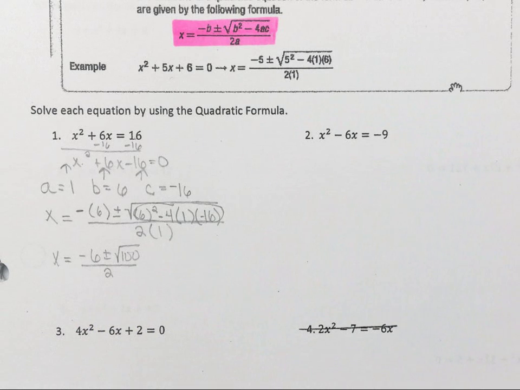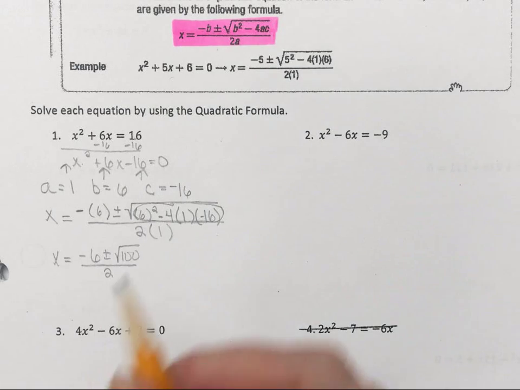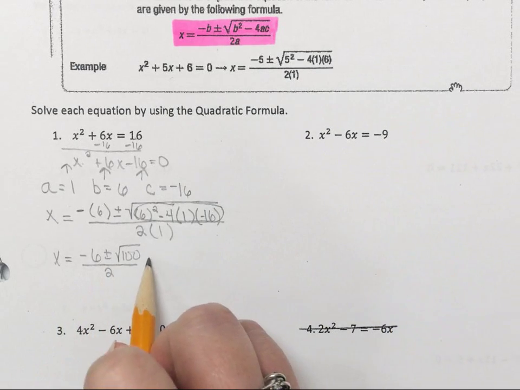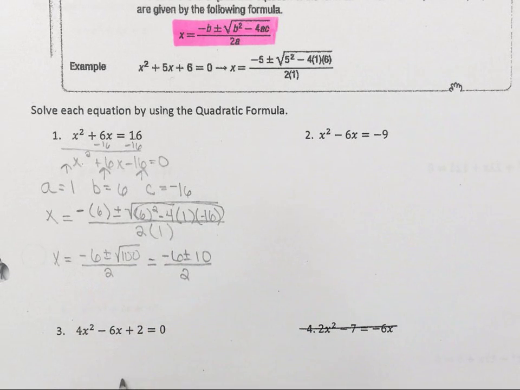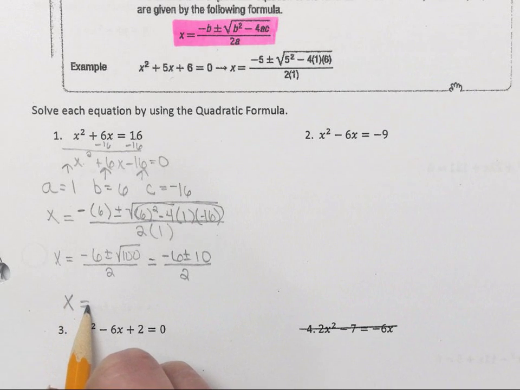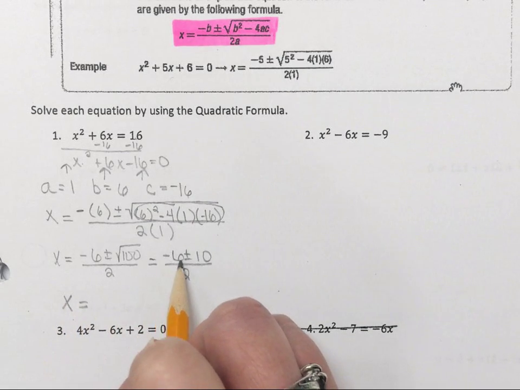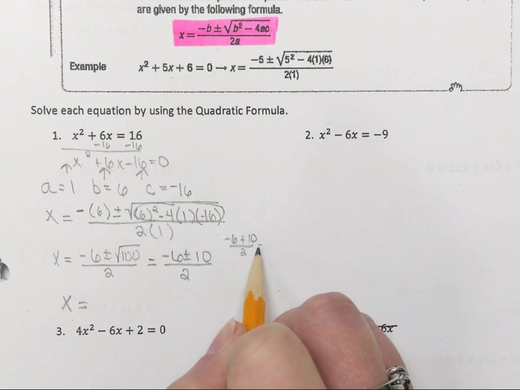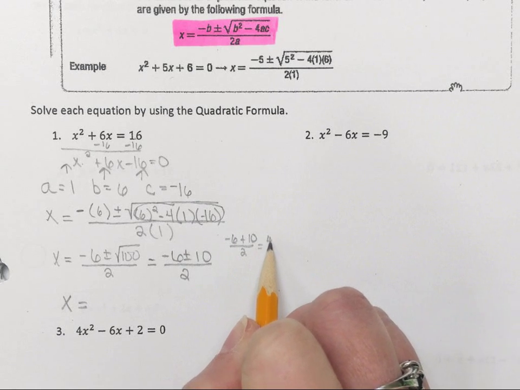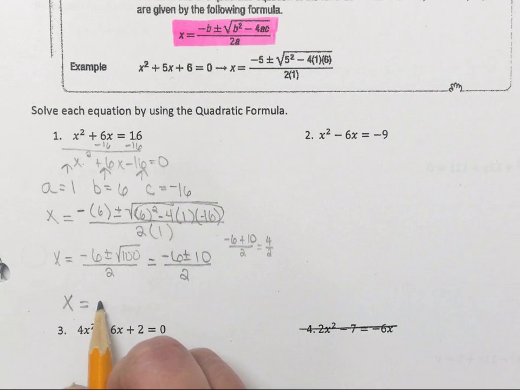Alright, what do you see that I can do? You should see a special number up there. 100 is a perfect square, right? What's the square root of 100? 10. And looky there, they already got the plus and minus for you, right? Alright, so I'm going to get two answers. I've got negative 6 plus 10. How much is that? 4 over 2. How much is 4 over 2? 2.